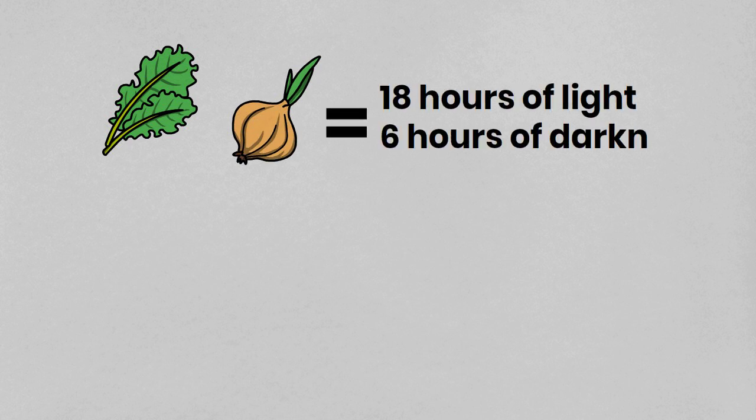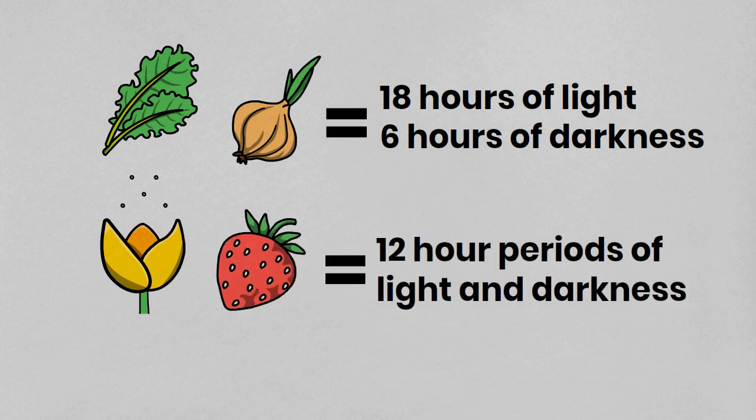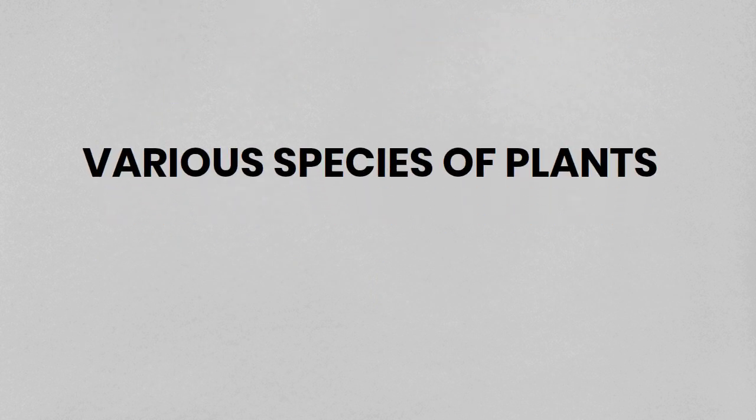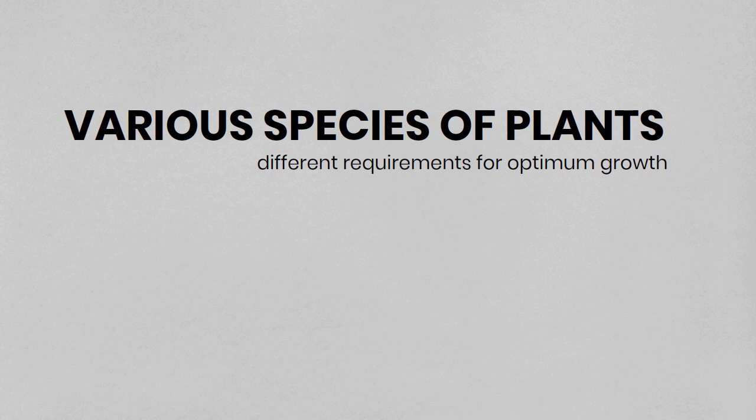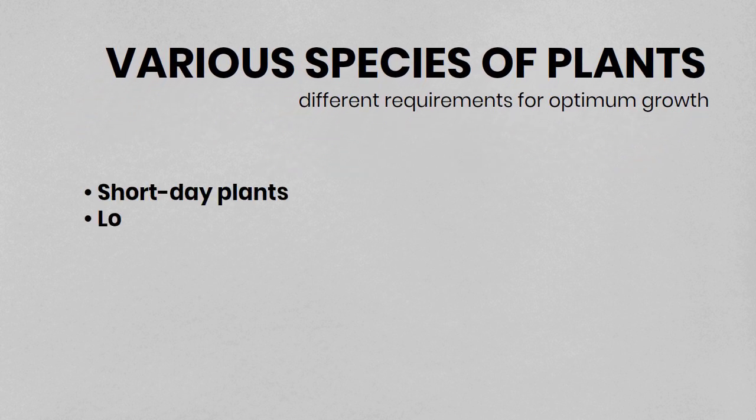Generally, in an indoor farming environment, maximum vegetative growth, leaves and roots, requires about 18 hours of light and 6 hours of darkness, while flowering and fruiting requires equal 12-hour periods of light and darkness. However, we must still remember that various species of plants have different requirements for optimum growth. We group these plants into categories: short-day plants, long-day plants, and neutral-day plants.